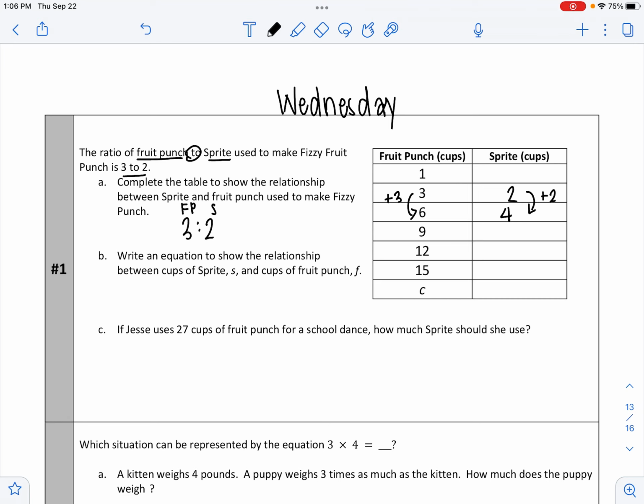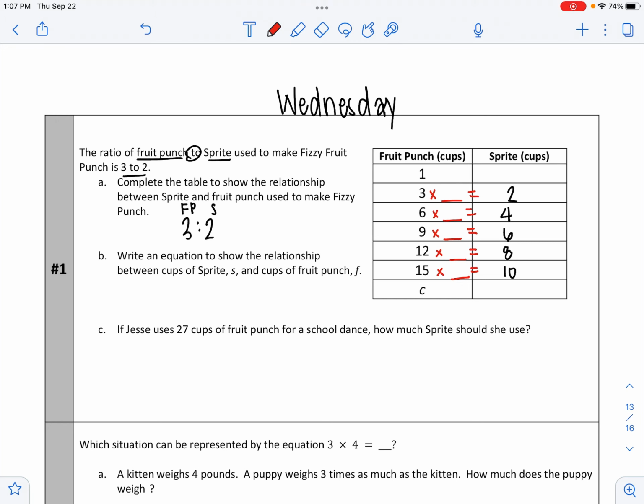I can see that I'm counting by 3s on the left side of the table and 2s on the right. So I'll go 6, 8, 10. But of course, the first row of the table is an exception because I'm not counting by 3s. I have 1 cup of fruit punch. What we can do is identify the pattern in the table, or how we're moving from fruit punch to Sprite. I know that whatever I'm multiplying 3 by to get 2 will have to stay the same for every row of the table, because each entry is an equivalent ratio.